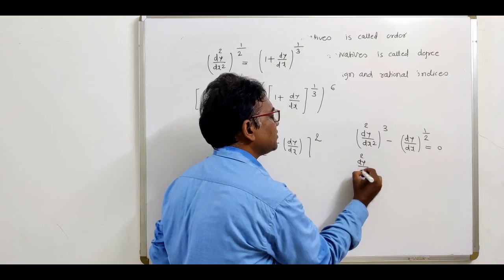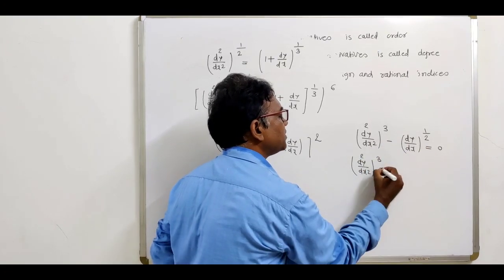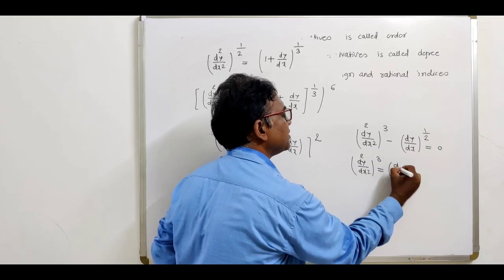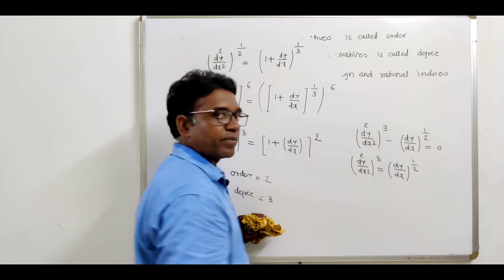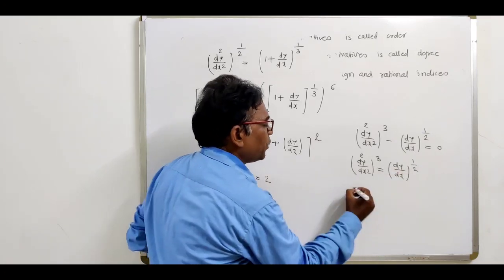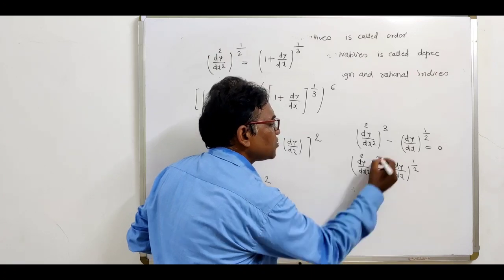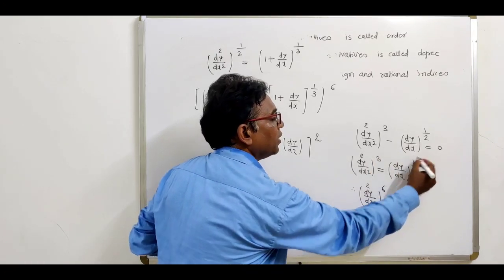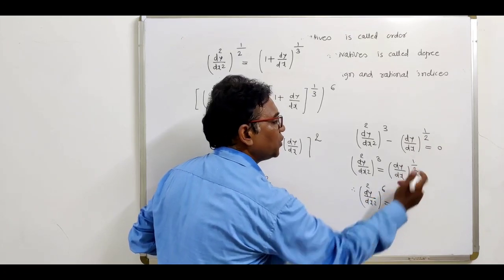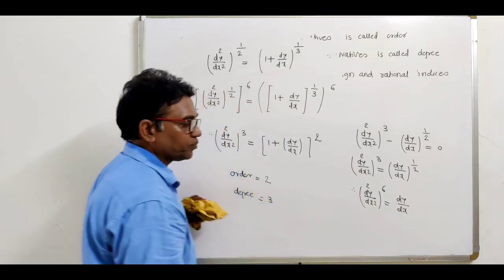This is d square y by dx square bracket cube. Now transfer this term to this side. So this is dy by dx, this is bracket raised to 1/2. Now squaring on both sides, what do we get? This is d square y by dx square, and squaring means this bracket is raised to 6. This is equal to, since we take the square, the 2 gets cancelled. So this is equal to dy by dx.